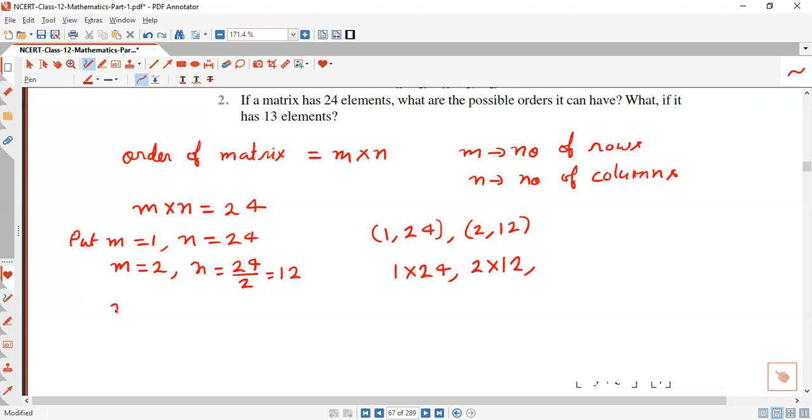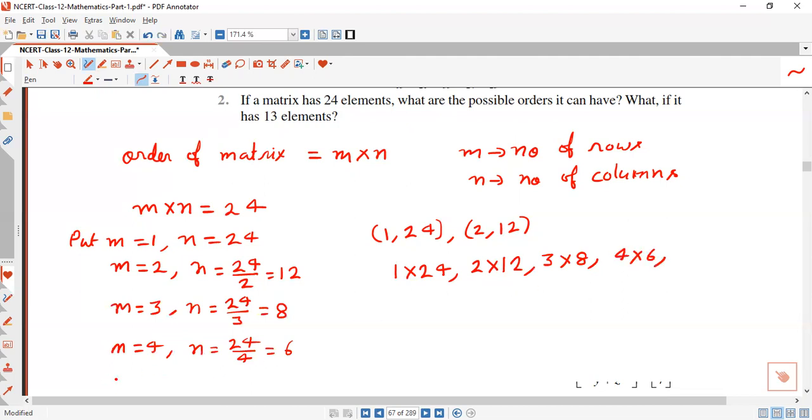Now we say m equal to 3. What does the value of n come out to? 24 by 3 comes out 8. So we have another order, 3 by 8. Now m equal to 4, n will come out 24 by 4, which is 6. So the order is 4 by 6.